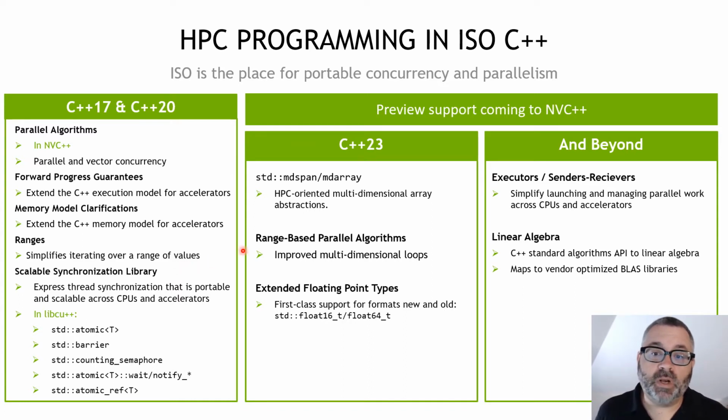C++23 is expected to be the next release of C++ coming next year, and it's currently in the final stages of standardization. It has a variety of features that we're really excited about, including mdspan, a way to represent multidimensional data natively in C++. Range-based parallel algorithms, which simplify the use of these parallel algorithms across ranges of data, and extended floating point types, which have become important in a variety of application domains.